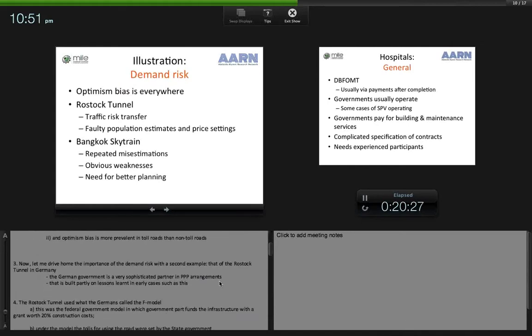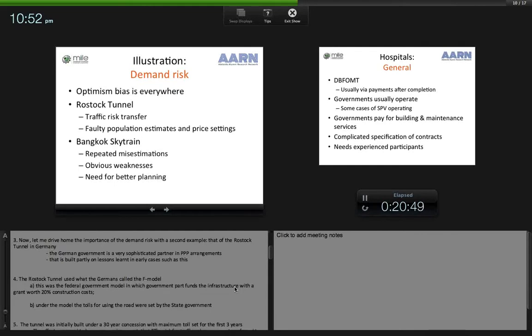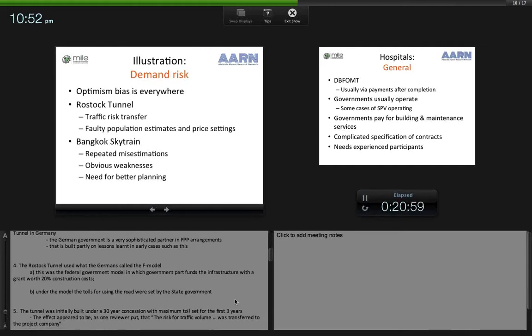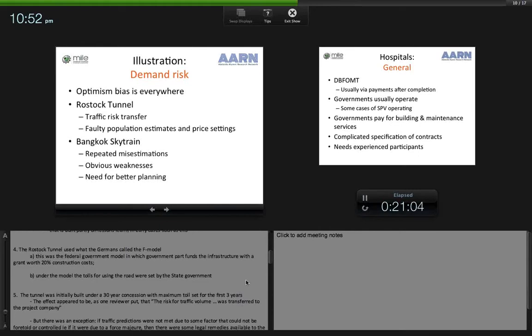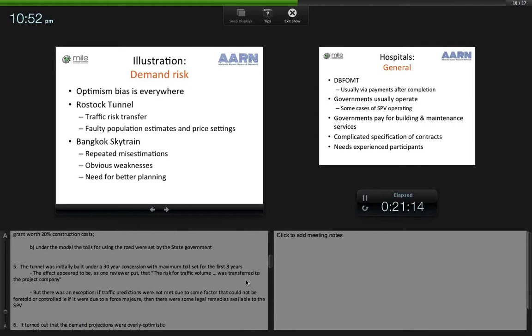Now let me drive home the importance of the demand risk with a second example, that of the Rostock Tunnel in Germany. Now the German government is a very sophisticated partner in PPP arrangements, and that is built partly on lessons learned in early cases such as this. The Rostock Tunnel used what the Germans call the F model. This was the federal government model in which government part funds the infrastructure with a grant worth 20% of construction costs. Under the model, the tolls for using the road were set by the state governments, the sub-federal governments of Germany.